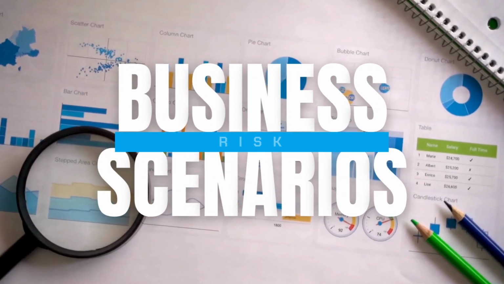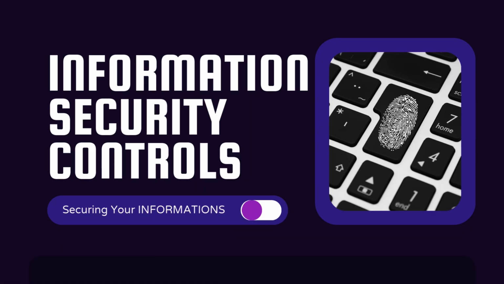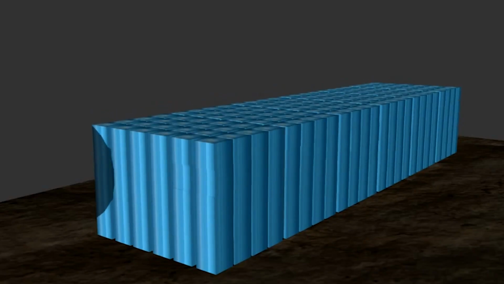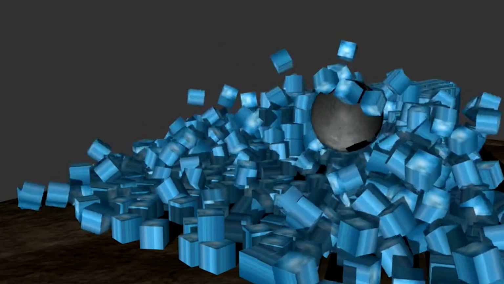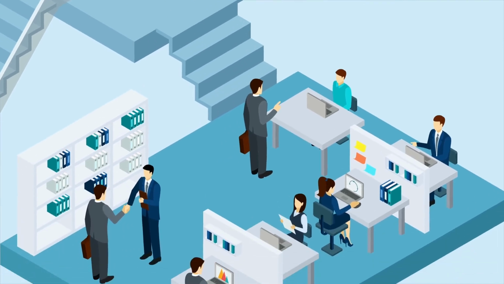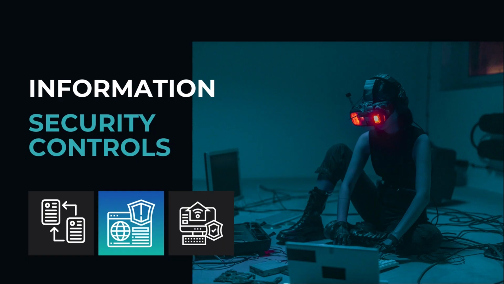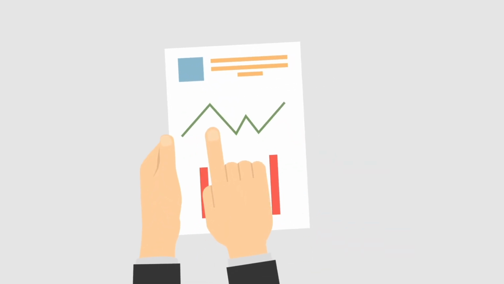Business risk scenarios provide a more comprehensive approach to designing information security controls by considering the likelihood and the impact of security breaches and organization-specific needs and challenges. To conclude, by using business risk scenarios, organizations can ensure that their information security controls are effective, efficient, and align with their business objectives.